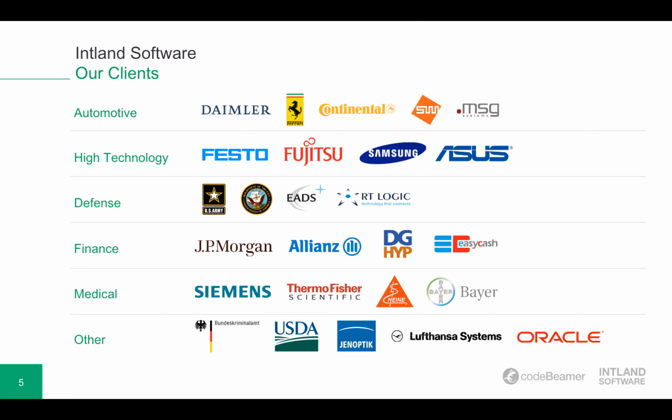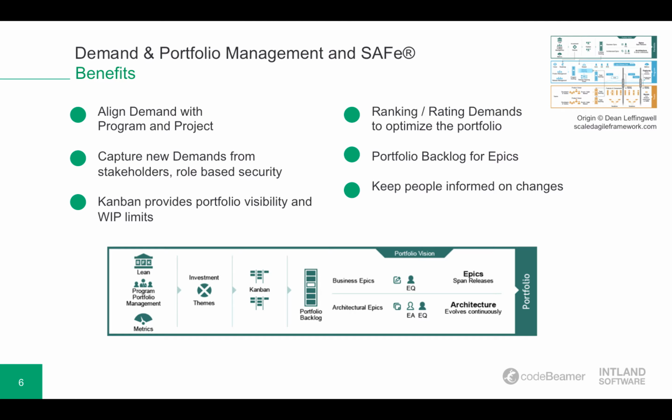Here you can see a short list of our clients. And as you can see here, we have various clients from diverse industries such as the automotive, high-tech, defense, finance, medical, and also from other industries as well. And we also have companies in the ranking of mid-sized and large global enterprises, for example Siemens, Daimler, or Lufthansa Systems, who is also our rollout and hosting partner for installations which start from 4 to 5 users up to 5,000 users. So right, let's move on to today's main topic, demand and portfolio management.